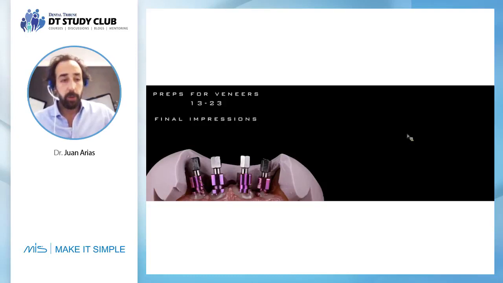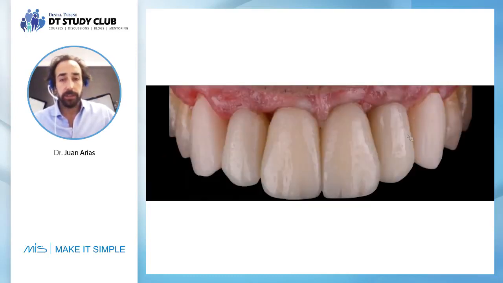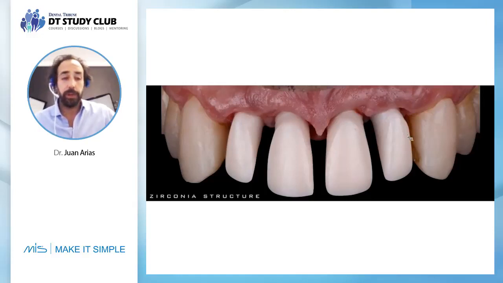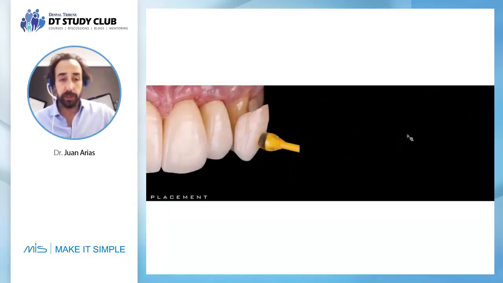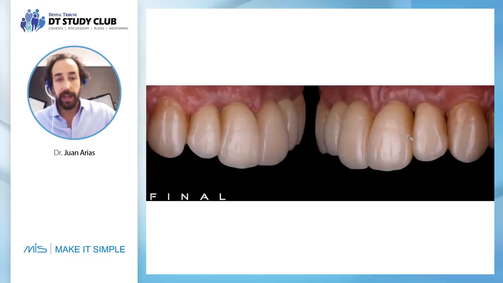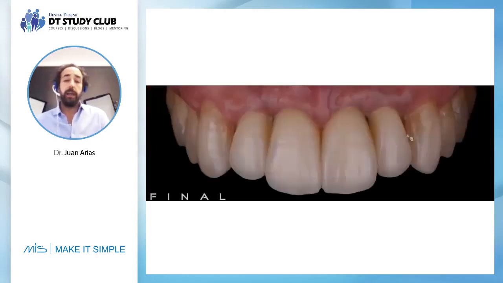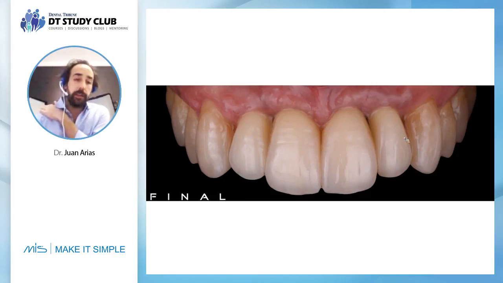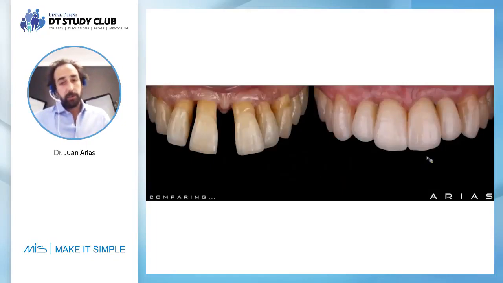Those are the moments in which we started with the impressions and the preps for the veneers for the canines. These are the provisionals. And this is the zirconia structure, and the moment in which we placed the veneers and the final crowns. This is the lateral view of the final crowns and the frontal view of the final crowns and the final veneers of the canines. And the comparison we've got from the beginning of the case till the end.